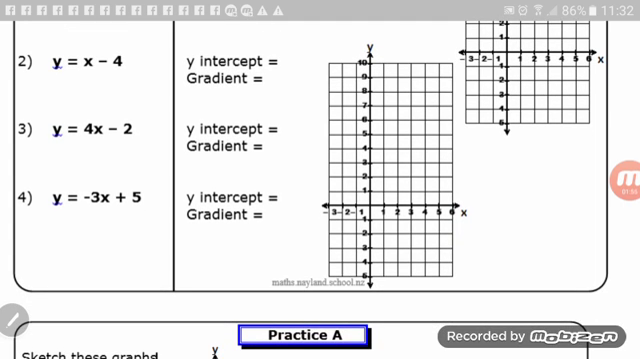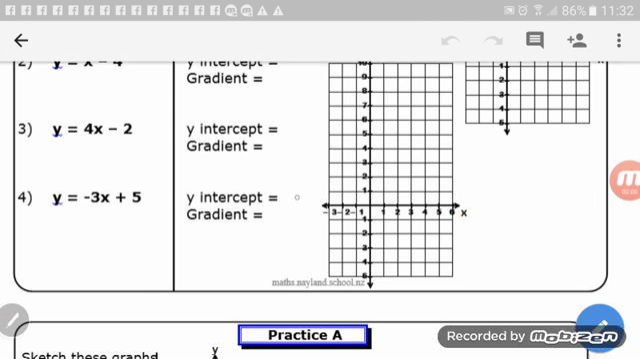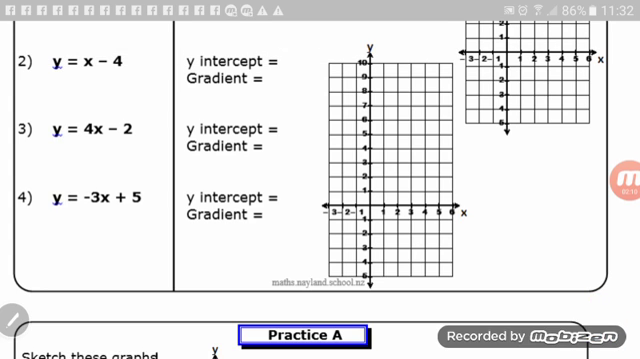Okay, number 4. Our y-intercept is equal to this constant number, which in this case is +5. So we would just write 5 over here. Unfortunately, I can't write on my screen right now. I'm not sure why. Our gradient is -3.